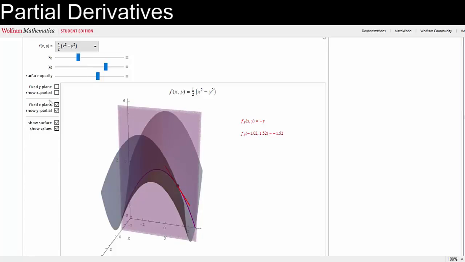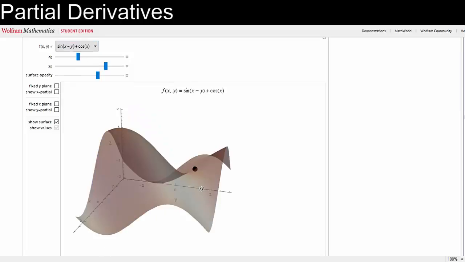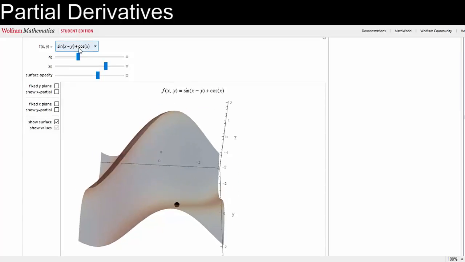So that's basically the idea: the partial derivatives are the slopes of these two kinds of curves, the ones that lie in x equals constant or y equals constant, which are trace curves. Okay? So I encourage you to look at this for some other surfaces, move the values around.